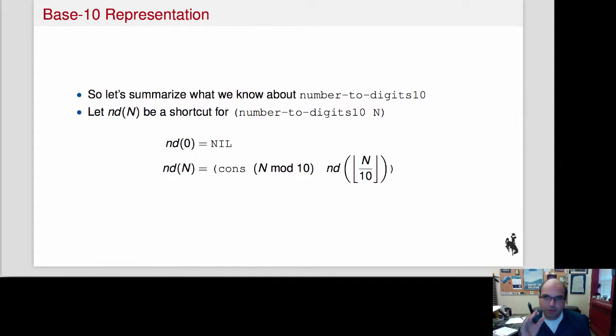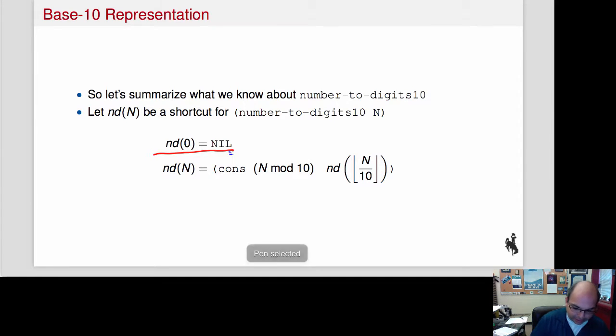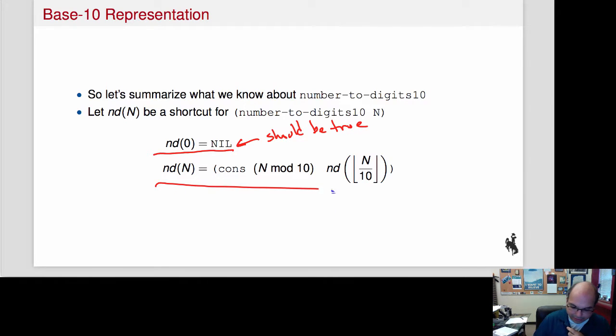So I'm going to summarize what we know about it using equations. The first equation that I have is simply this: the number to digits of 0 should be nil. This is something that should be true. The other thing that we know should be true is this recurrence relation, or I should call it the recursive part. In fact, the first part I might as well call the base.